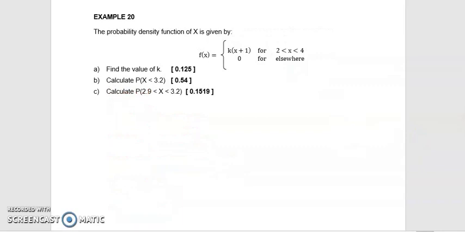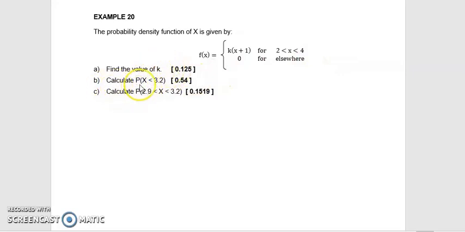Later on, I want you to try on your own for example 20. In bracket here is the final answer. Later, I will give you the solution, the working. Okay, look at question A. Find the value of k. Note here that k is a constant. So how to find value k? You integrate this function, kx plus 1 dx, from 2 until 4, and then it should be equal to 1. So total probability equal to 1. Then you will get value k.